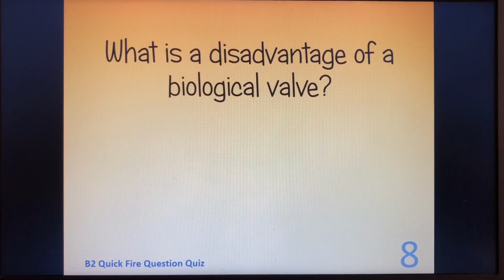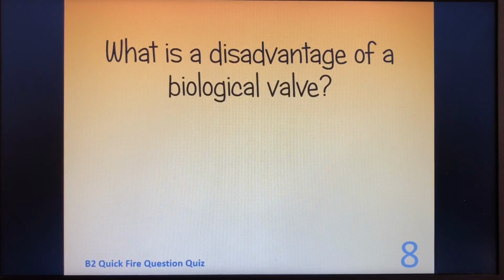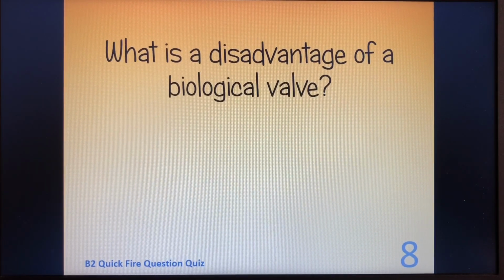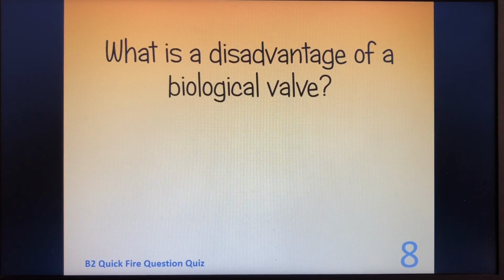Okay, moving on, question 8. What is a disadvantage of a biological valve? So we've looked at the mechanical valve already. Biological valve comes from a pig or a cow. What's a bad thing about that? I think we've got, again, 3 possible answers.